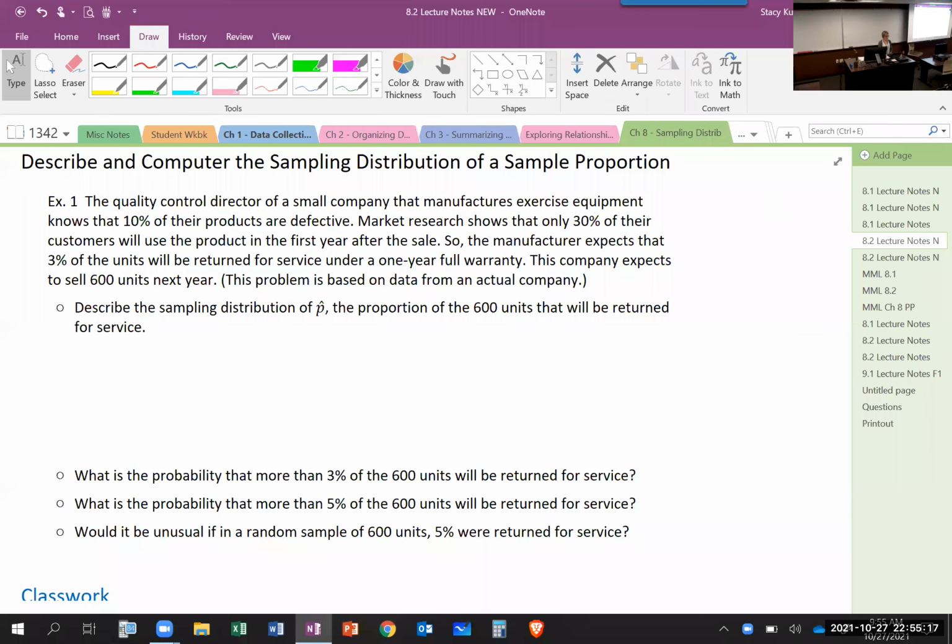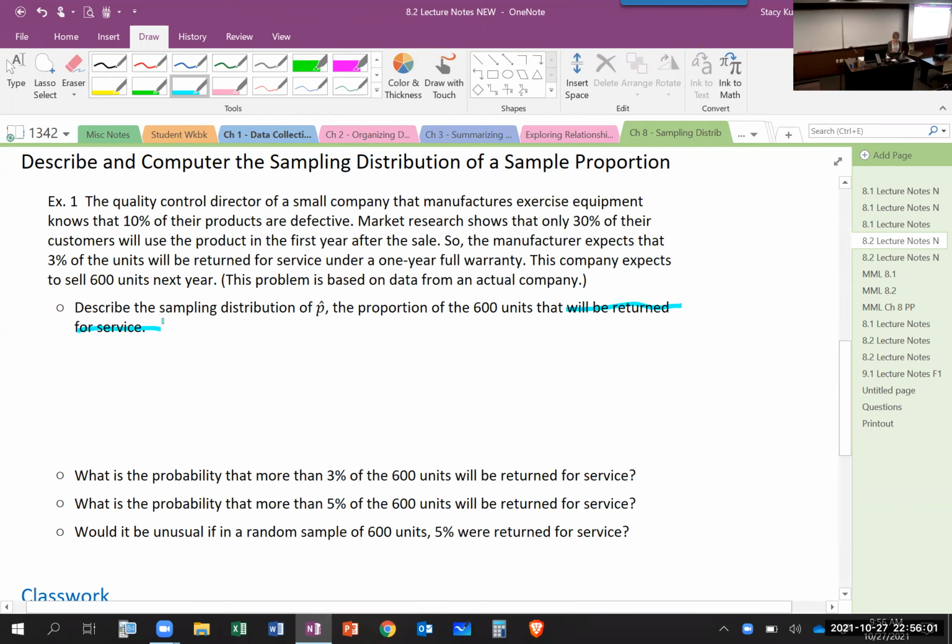Okay, let's look at the first bullet down there. It says describe the sampling distribution of p hat for the proportion of 600 units that will be returned for service. I want you to highlight, underline, circle, whatever you want to do, but we're looking at the proportion of units that will be returned for service. That helps us identify when we go back up into this paragraph, somebody look and find where we're referring to the number of units or the proportion of units that will be returned for service.